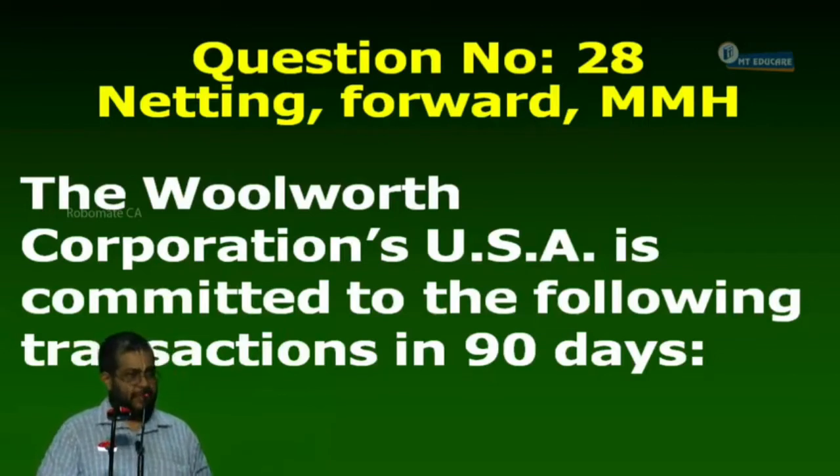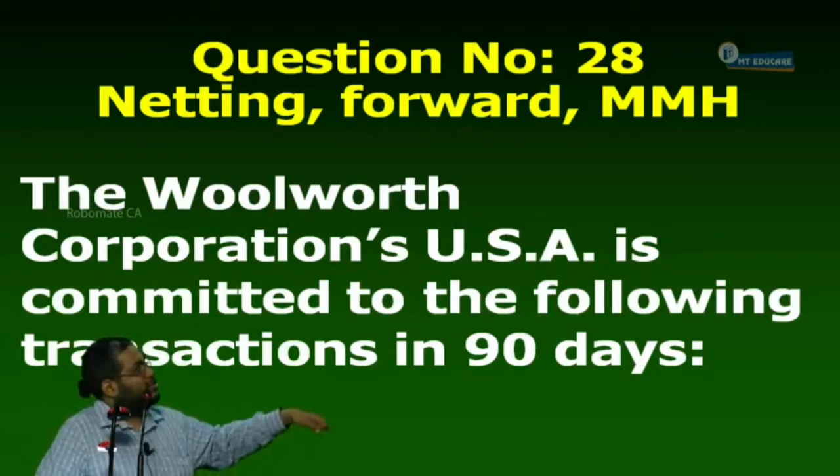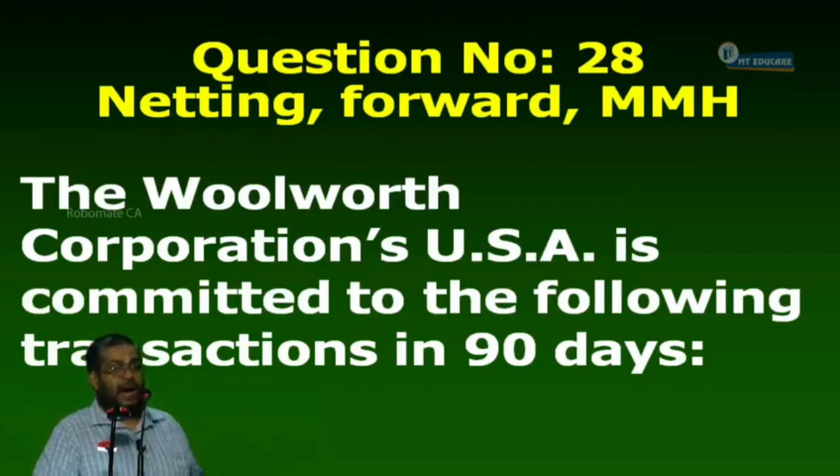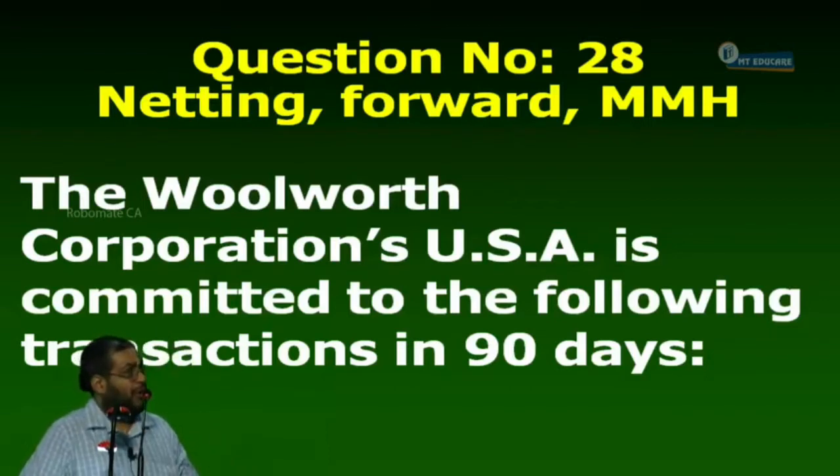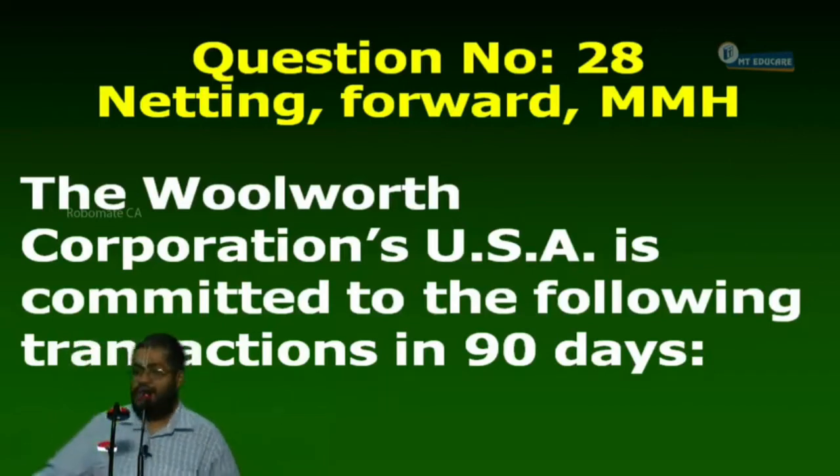If we have seen the strategies — forward cover, money market hedge, leading — the last two problems are what? Lagging. The amount may be payable today, but I use the supplier credit to lag and make the payment tomorrow. If it has advantages, then I borrow at the local interest rate and pay. So lagging also has been covered, right or not? Now, the next strategy is what?